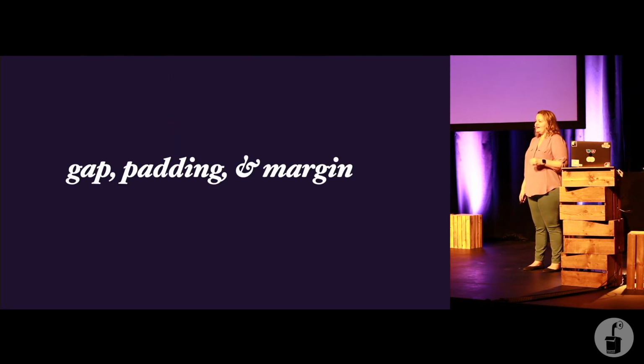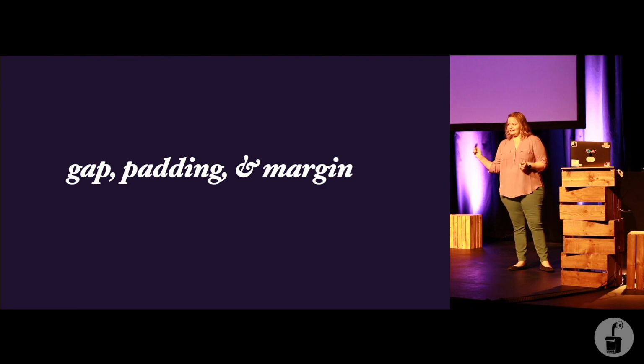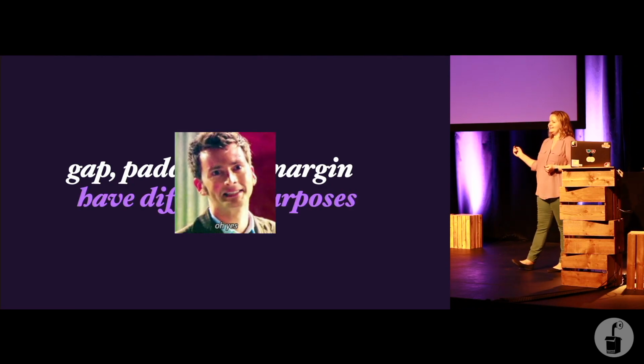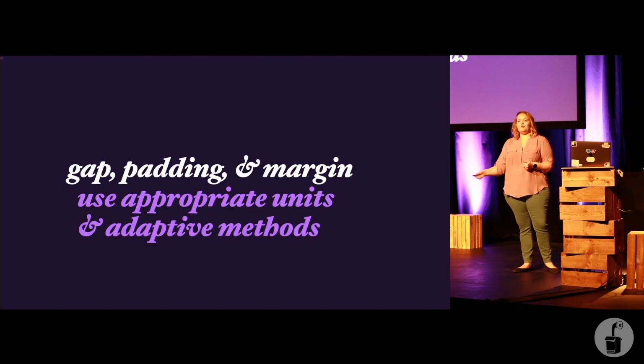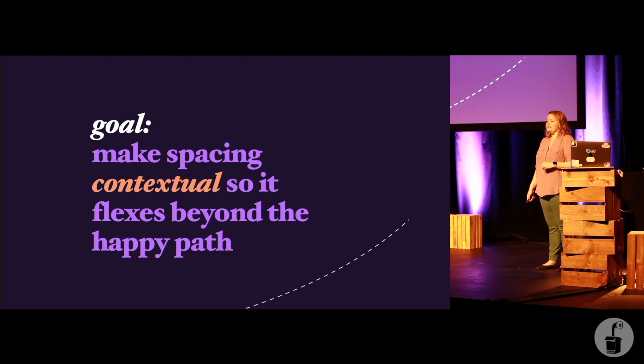So gap, padding, and margin are our primary properties responsible for spacing. Are you ready for a knowledge bomb about gap, padding, and margin? Gap, padding, and margin have different purposes. Oh yes. So let's learn to use more appropriate units and create adaptive methods for handling spacing between and around elements. Our goal is to make spacing contextual so that it flexes beyond the happy path.